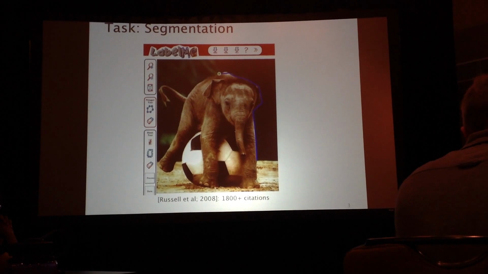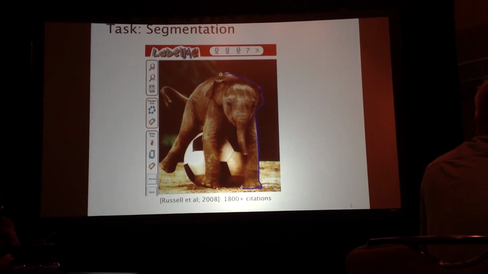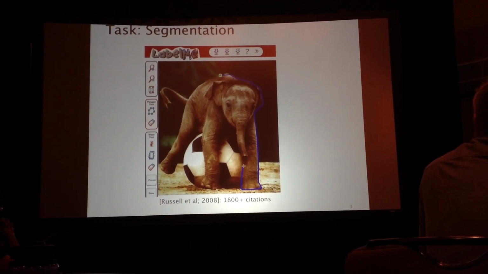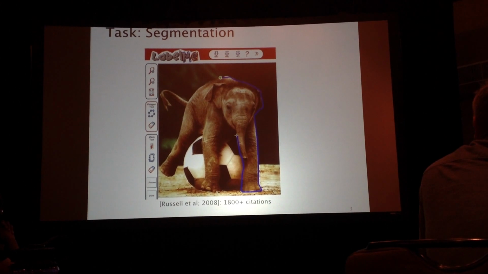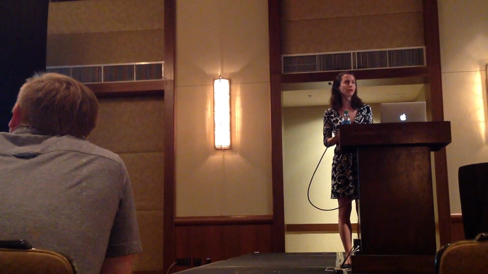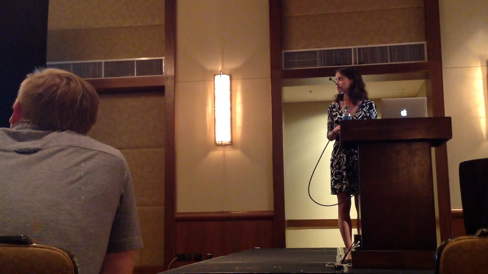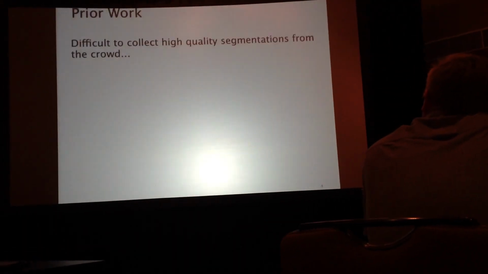Well, if you look in the literature, first to show you what this task looks like with the crowd, this is a popular tool called LabelMe, which has been cited over 1,800 times, and is widely used to collect these types of segmentations, and moreover, it reflects the wider methodology employed to collect boundaries of objects. So these are just clicks around the boundary of an object.